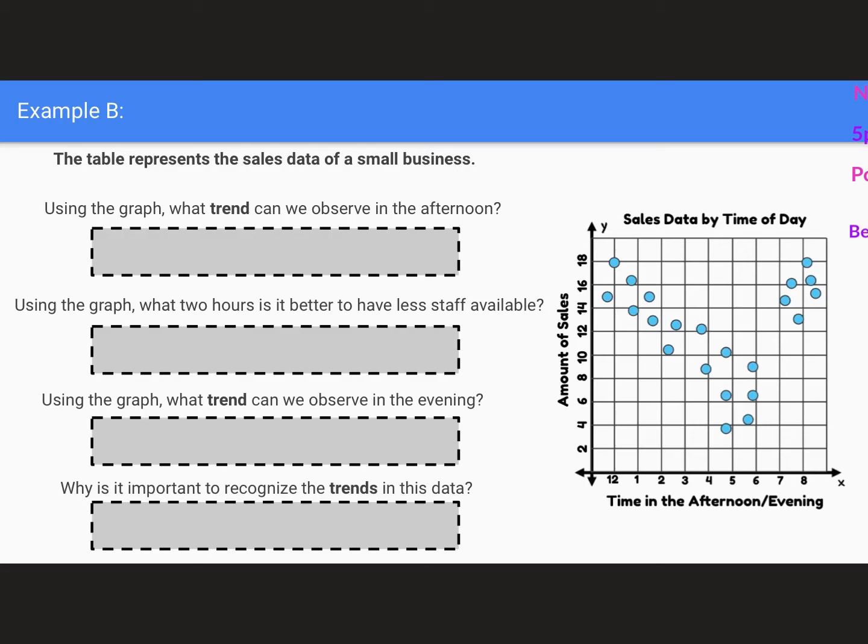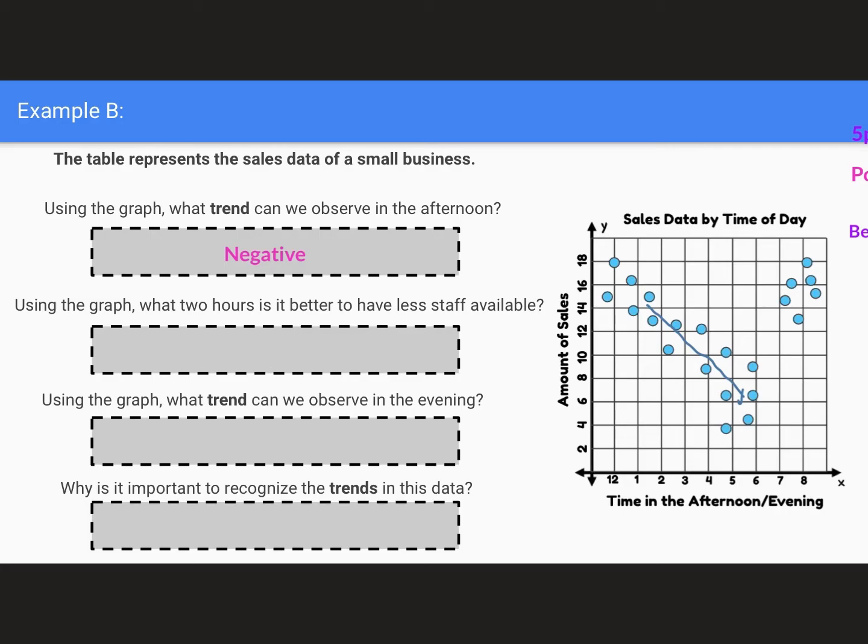So using the graph, what trend can we observe in the afternoon? If we're looking in the afternoon hours, we can see that as it's going along, our dots are going down and to the right. So between 1 and 5 in the afternoon, we can see that we have a negative trend or a negative correlation.